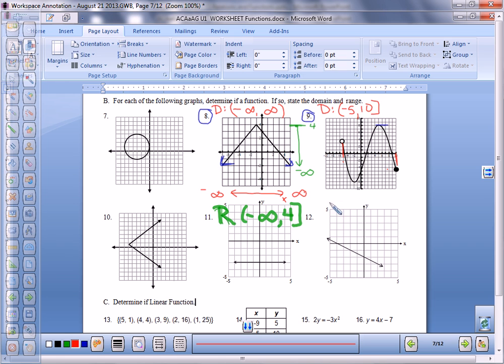There's the lowest value. Whoops, wrong color. Highest. So what would the range be? Lowest is negative 8 to highest, positive 8. Does it include those numbers? Yes, it does. Okay, questions about that?